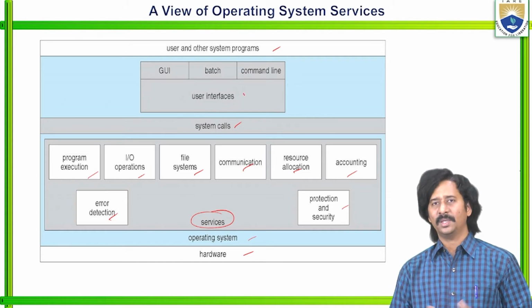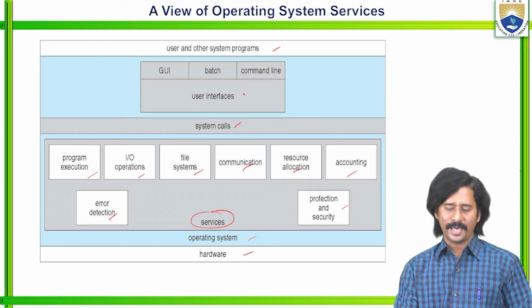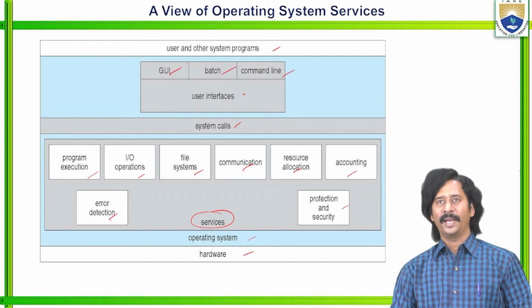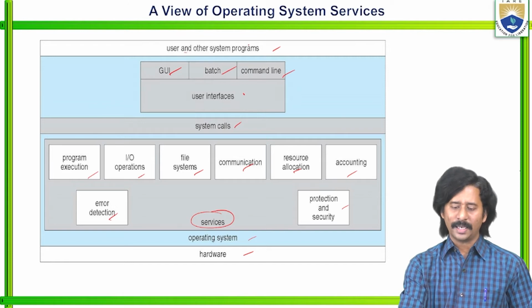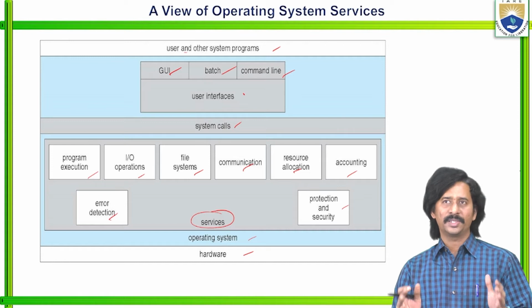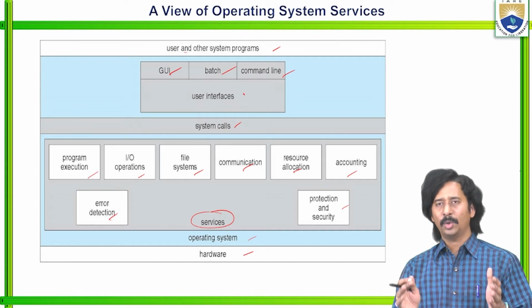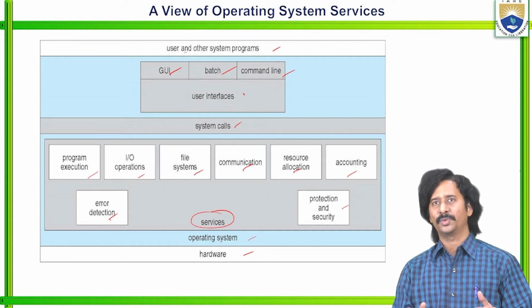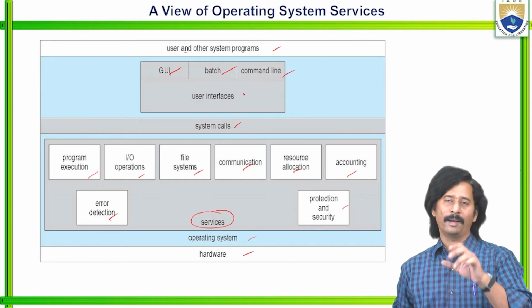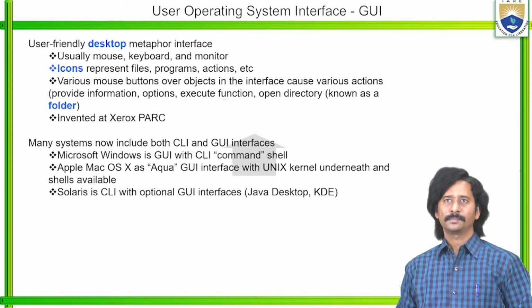We have different user interfaces like command line, batch, as well as the graphical user interface. So these are all the user and other system programs. This is the operating system services, how the operating system provides some services to the users. That is a pictorial representation. We can call it a layered architecture, right?